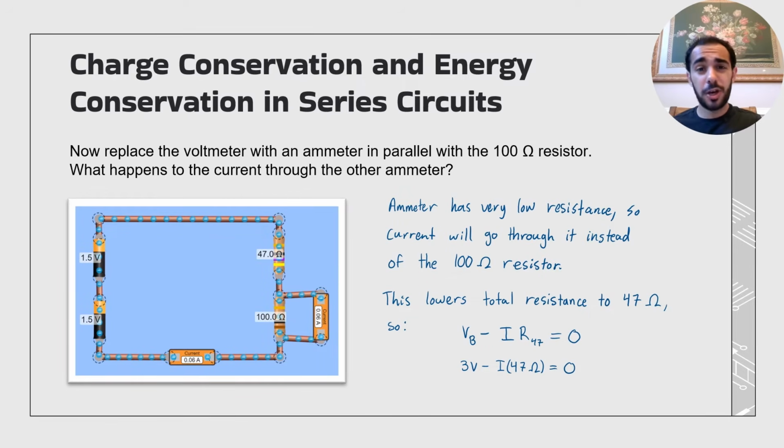Just when we thought we were done with questions, we got even more. What's next? We're going to now replace the voltmeter with an ammeter in parallel with the 100 ohm resistor. What will happen to the current through the other ammeter? Well, ammeters have very low resistance, so current will go through it instead of the 100 ohm resistor. This is going to lower the total resistance to 47 ohms, so using the loop rule, we're going to find that the current is going to be 0.06 amps, which is larger than before. And simulating this online, we find the same exact results. There you go.